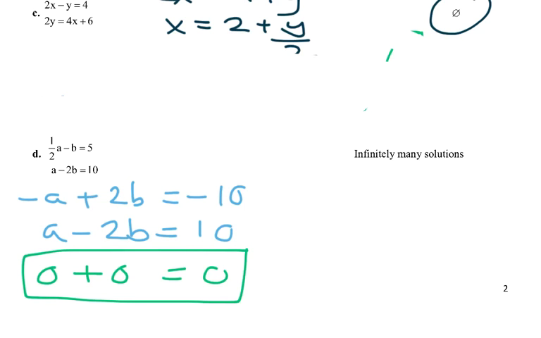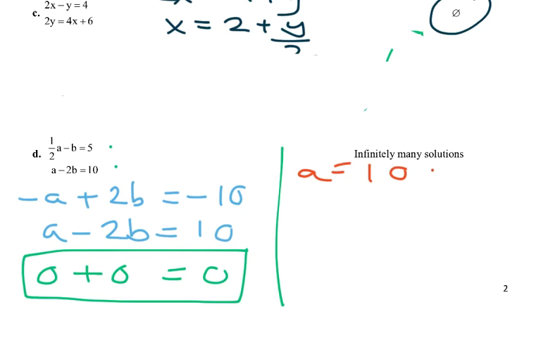So what's this telling me? This tells me that this is true for all values of a and b. Why is that true? Well, it's because, and we'll get into this, or you should notice, that both of these equations are actually the same line. They're coincident lines.